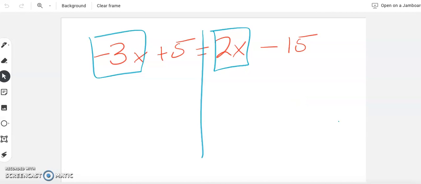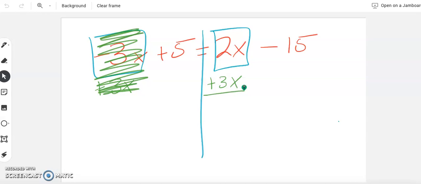So we want to eliminate it from the left side, and we do that by doing the opposite. So the opposite of a negative 3x is a positive 3x. So if I add 3x to the left, I'm going to add 3x to the right. Over here on the left, that's going to cancel for me. 2x plus 3x is 5x. And I'm left with 5x minus 15 equals a positive 5.